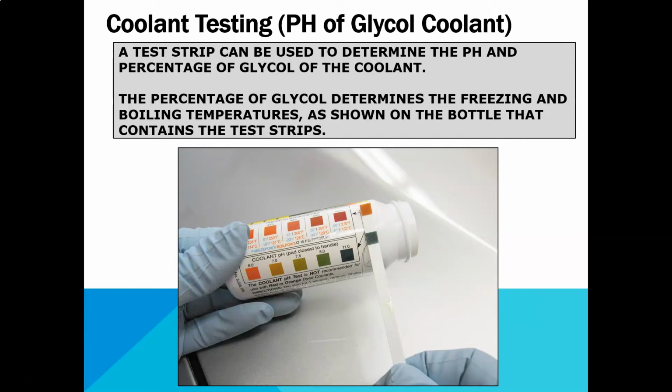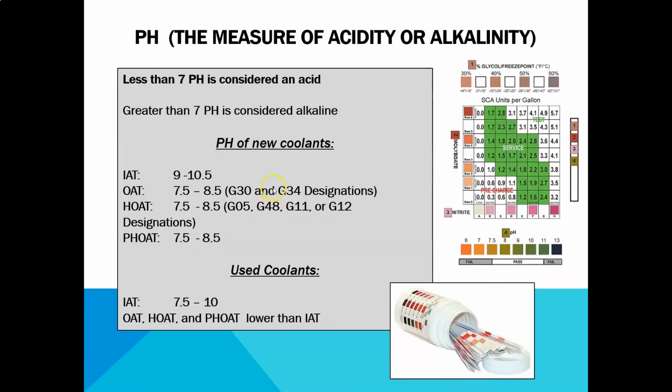We also have electrical leakage into cooling systems that can tell us the health of our cooling system, our charging system as well. Right? When we have that happening, that creates an erosion of the metals inside the cooling system if we have electrical voltage leaking into it. Right? So we see that 7 is considered neutral, less than 7 is an acid, greater than 7 is alkaline, right?